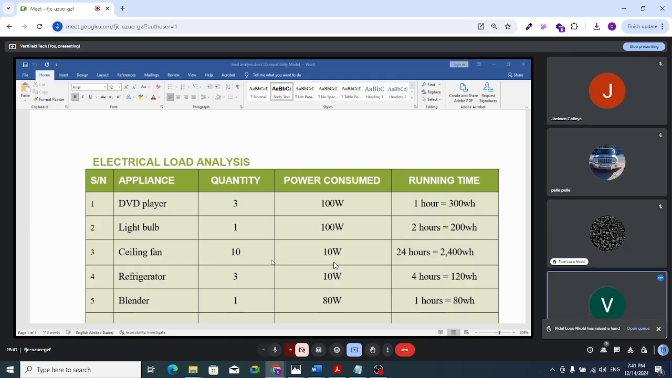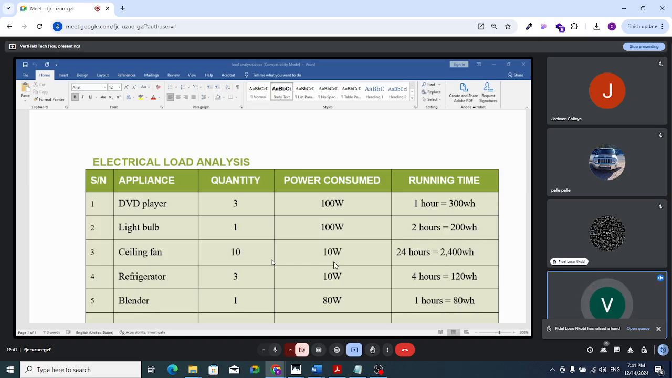Now, how do we run a load analysis on these 5 appliances? We have already known the 3 standard parameters to use. Then, how do we apply those 3 standard parameters? There's a formula to use. But before that formula, let us take the information of the various appliances. It is on my screen. I believe you all can see it. You can as well write. Okay. For the DVD player, the quantity is 3.